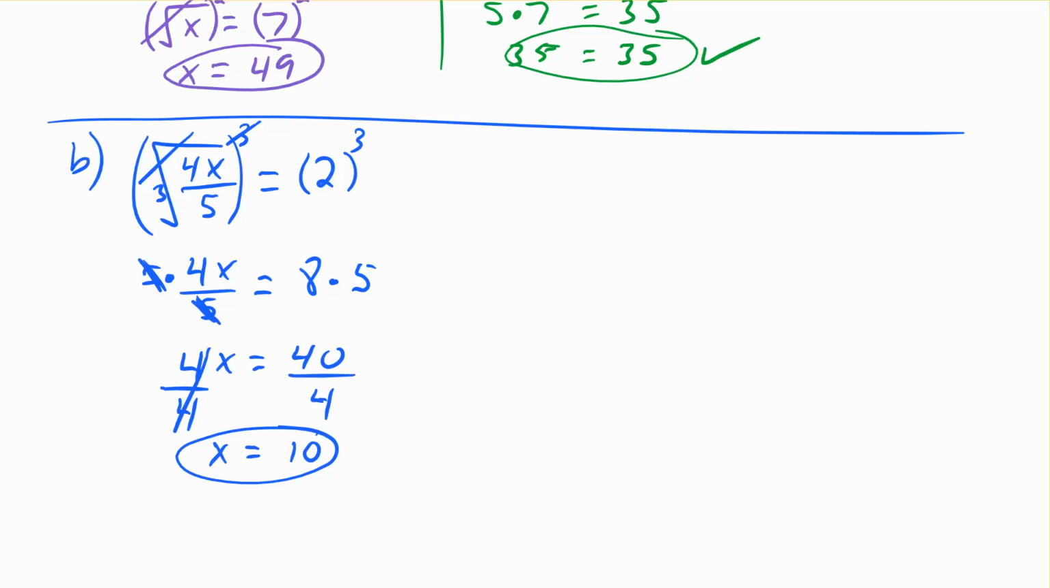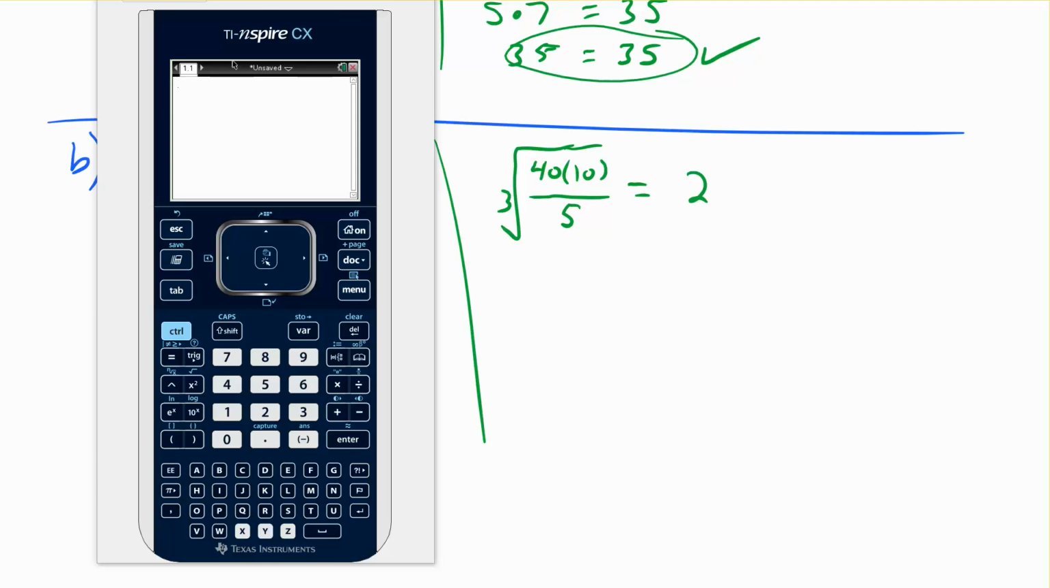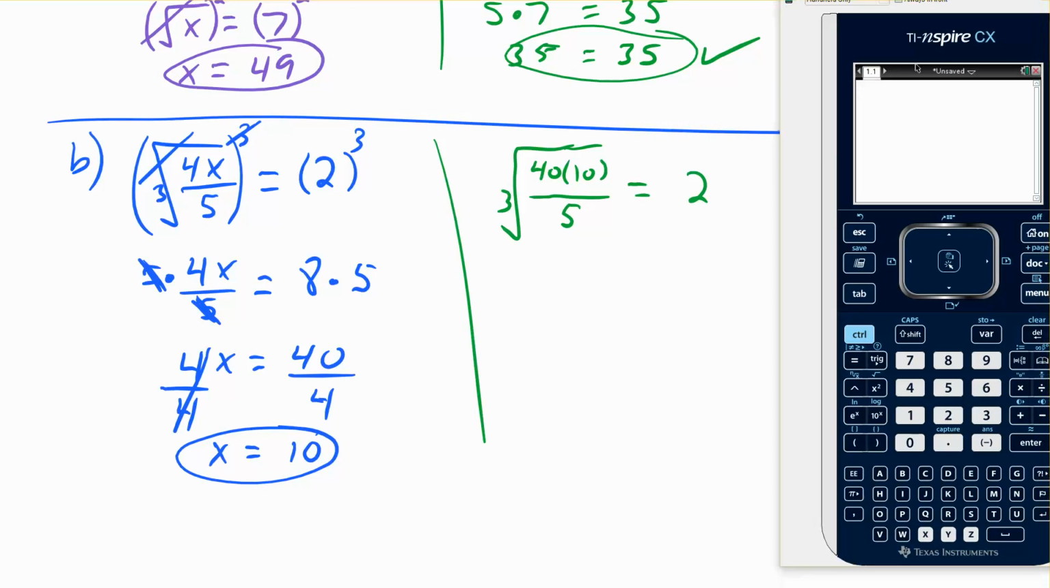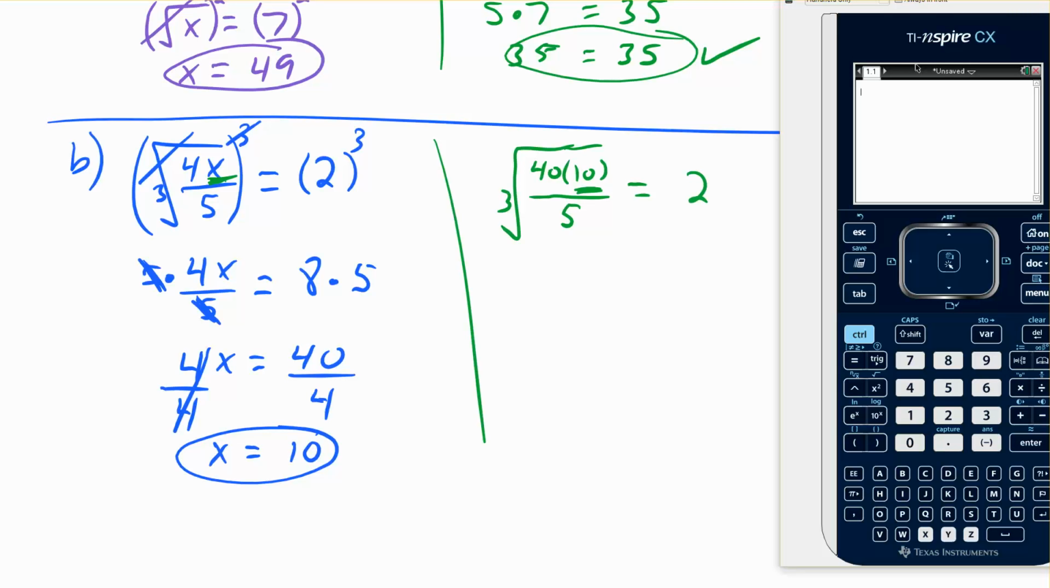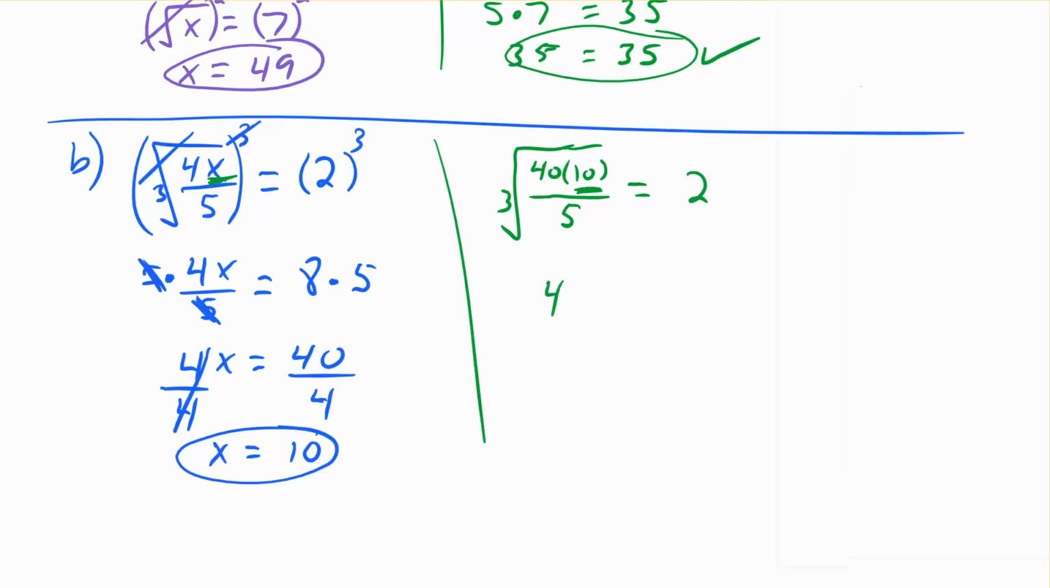If we're going to check this, in place of x, so x was over here, right? In place of that, I've put 10 just in its spot. So we're going to check this out to see if it works. So I've got 40 times 10. That's going to turn into 400 over 5, cube root, is equal to 2. This ends up being the cube root of 80 is equal to 2.